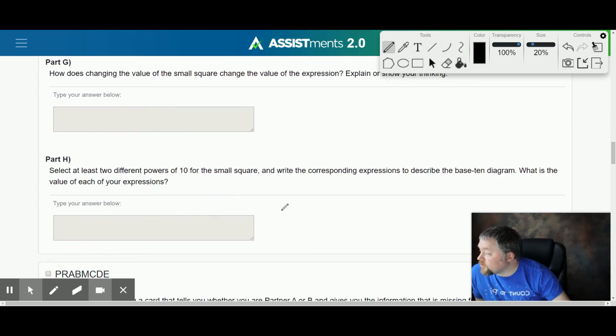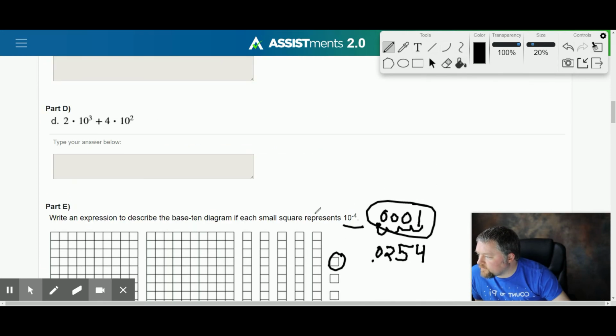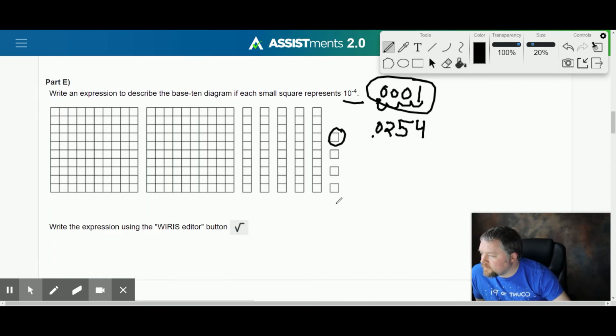Select at least two different powers of 10 for the small square. Well, the easiest one to do with that would be 10 to the power of 1. If each one of these small squares is 10, that's 40. So each one of these is 10 of those. It would be 100. There are how many of those? There's 500.